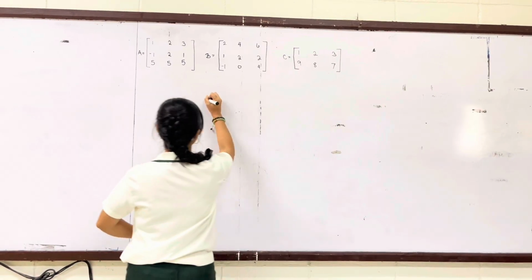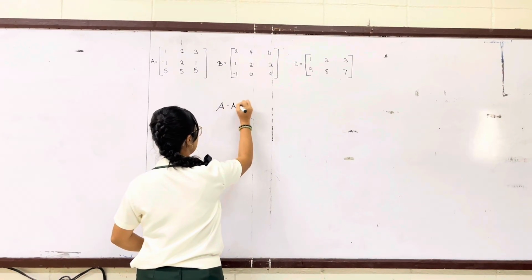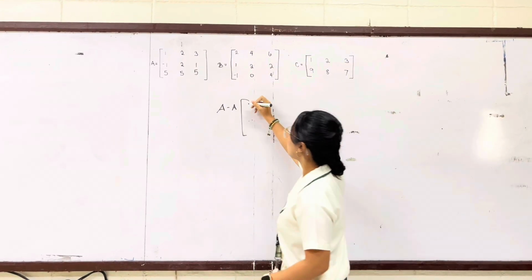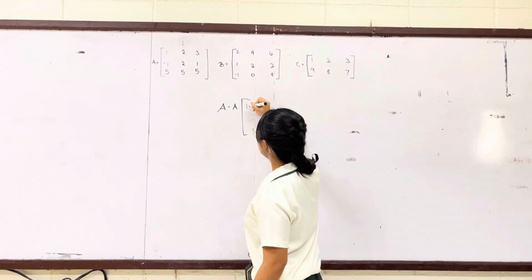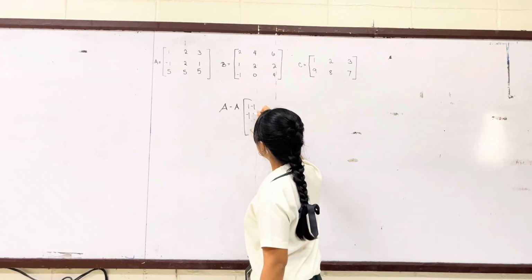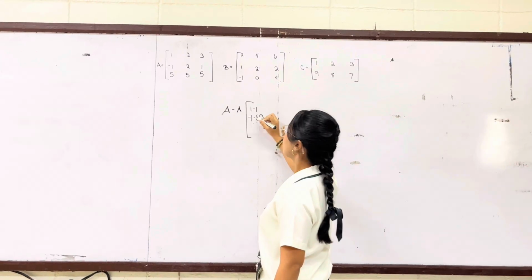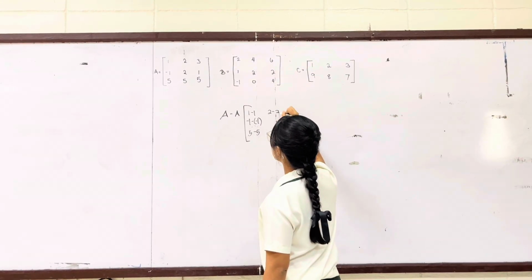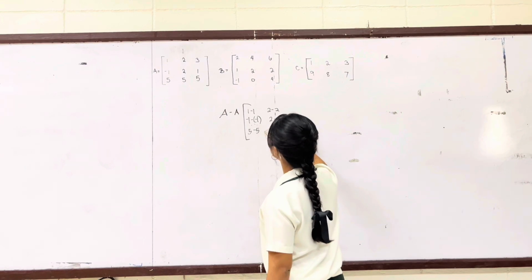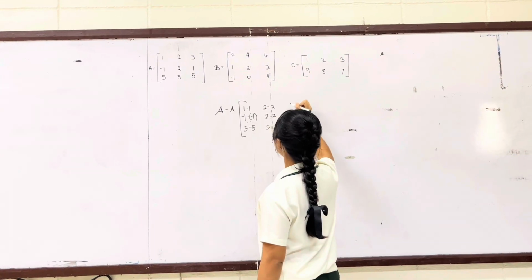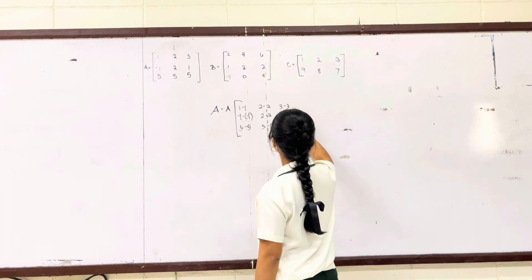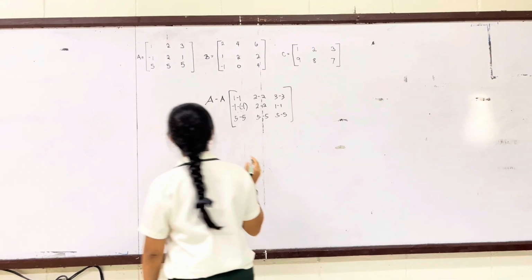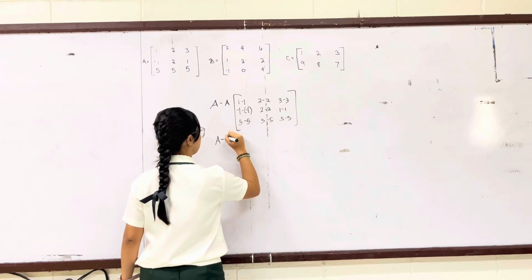So let's try A minus B. Just like what we did in the previous examples, we copy 1 minus 1, negative 1 minus negative 1, 5 minus 5, 2 minus 2, 2 minus 2, 5 minus 5, and 3 minus 3, 1 minus 1, and 5 minus 1. So we post it to the bracket.